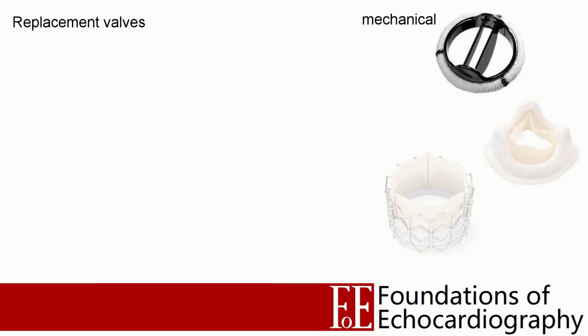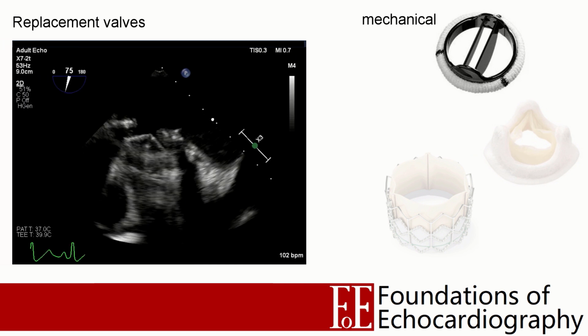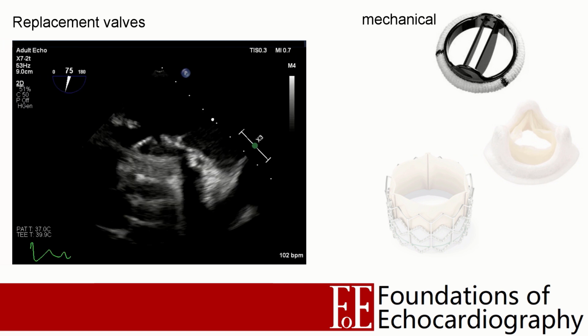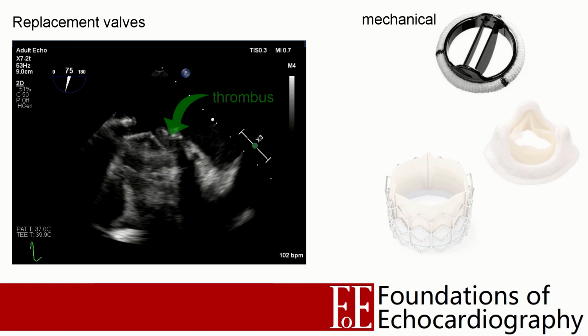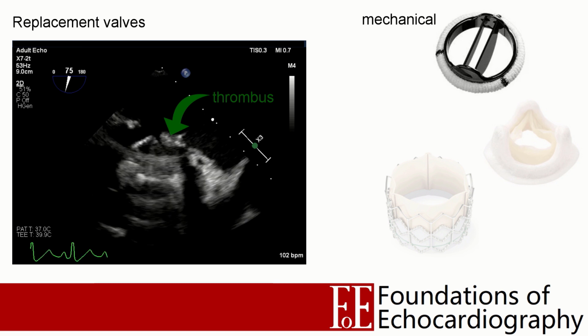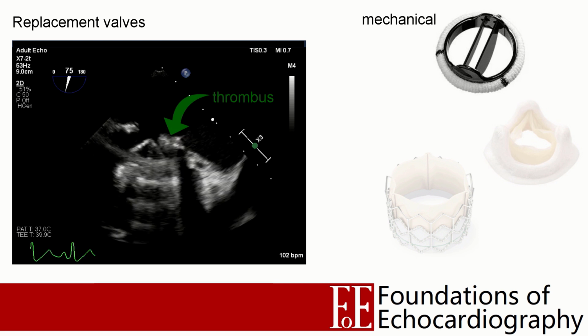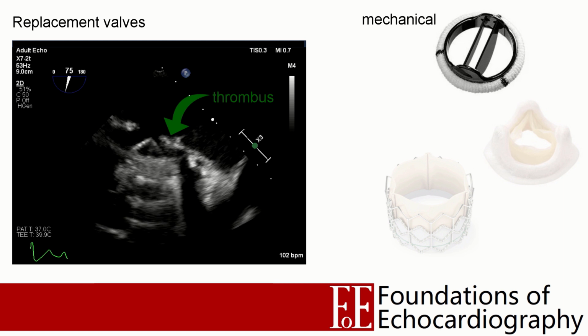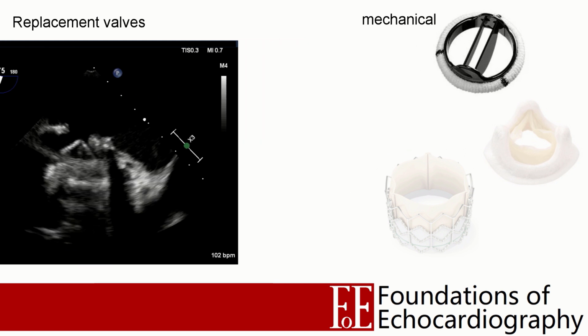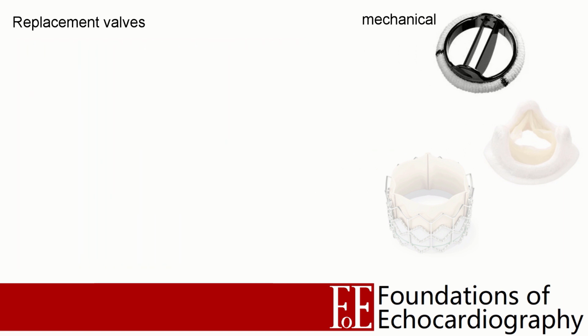This next clip is another mid-esophageal two-chamber view, and highlights another danger of these valves. Here we can see a large thrombus has formed, rendering one of the leaflets completely immobile, and restricting the motion in the second leaflet, which has led to severe mitral stenosis, mitral regurgitation and elevated left atrial pressure. This patient was successfully treated with thrombolysis.